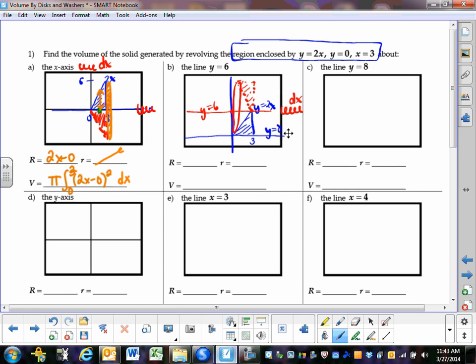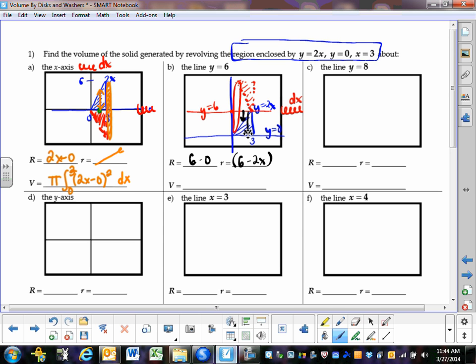So we always start from the center of the shape, and from the center of the shape, if I move out toward the edge, I would have two different lengths. One where I hit the curve 2x, and one where I hit the curve 0. So the inside radius is 6 minus 2x. It's the difference between 6 and 2x. The outside radius is the difference between 6 and 0. So the difference between this determines that length of the radius.